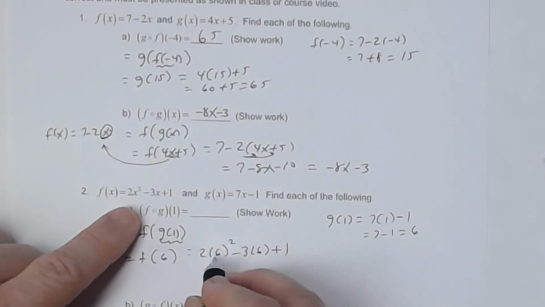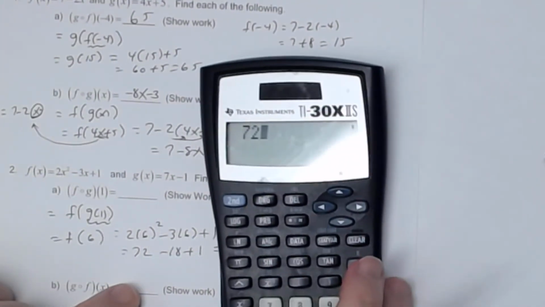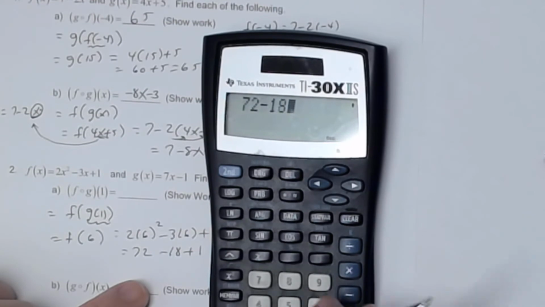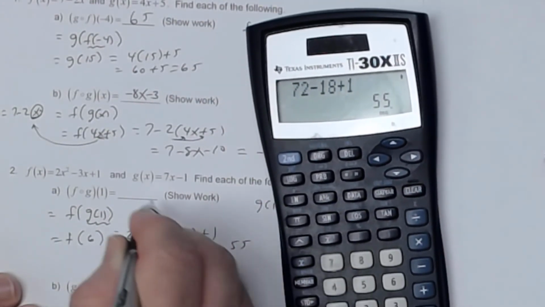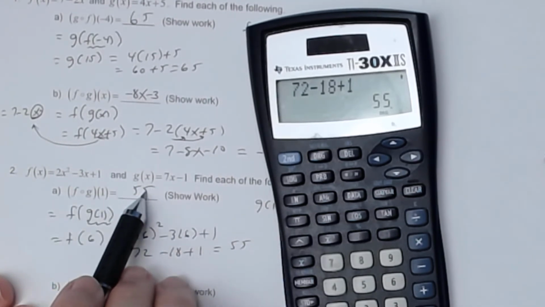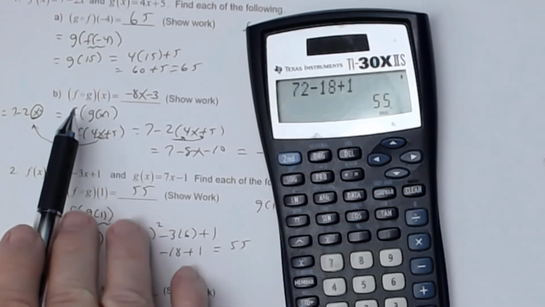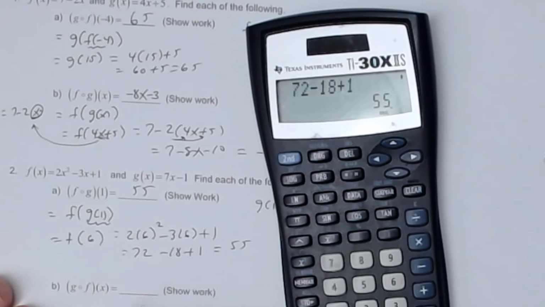6 squared is 36. Order of operations, you've got to do the exponent first. 36 times 2 is 72. Minus 18 plus 1, right? And then using a calculator, you'll say 72 minus 18 plus 1 equals 55. So 55 goes here. Remember, whenever you evaluate a function at a number, you get a number. Whenever you evaluate it at a variable expression, you get a variable expression.